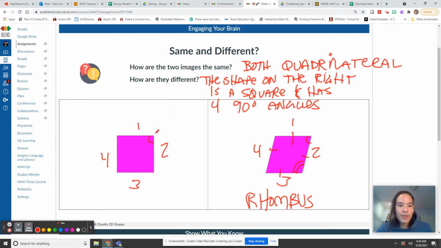Four sides, if they have 90-degree angles in every corner, that's a square. If they do not, then that is a rhombus if all the sides are congruent. Remember, congruent means same size, same shape.